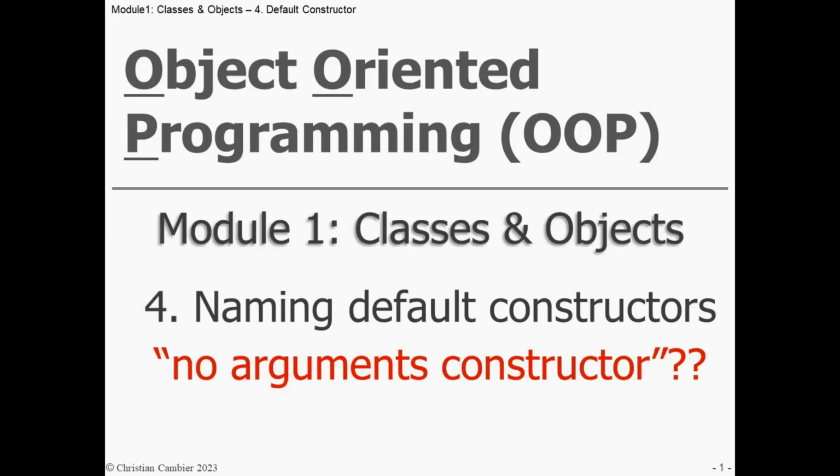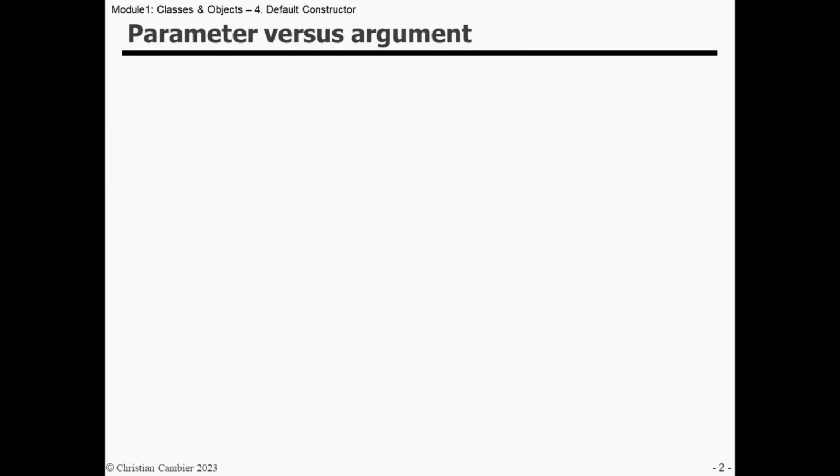In this video about constructors, I want to focus your attention on the names given to default constructors, and especially question the sense of the name "no arguments constructor", which you hear all too often, and which to me doesn't make any sense at all. Before anything, let me start by explaining the difference between a parameter and an argument. This is to pave the way for what is to follow.